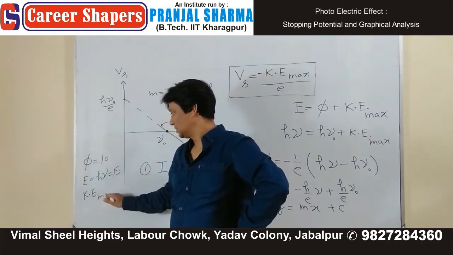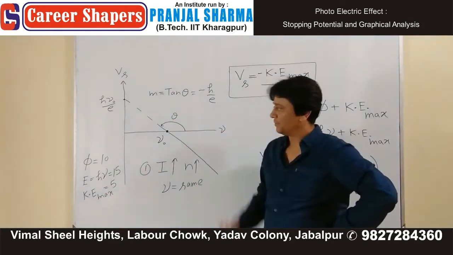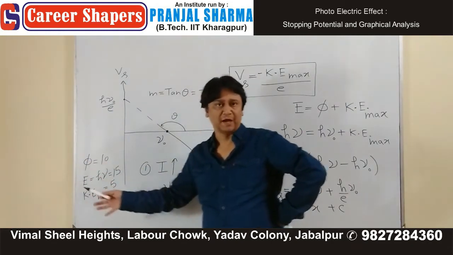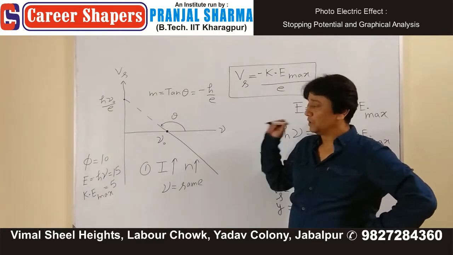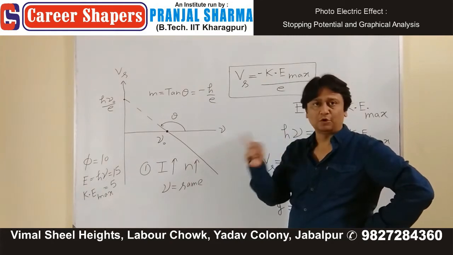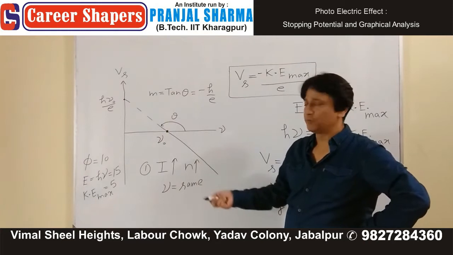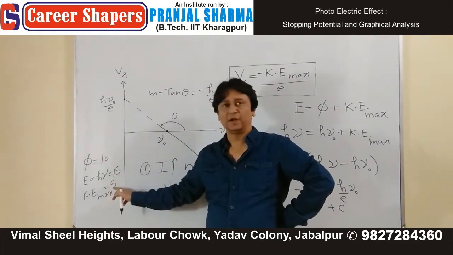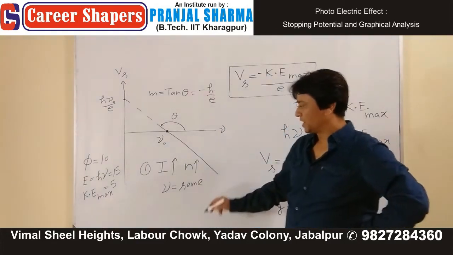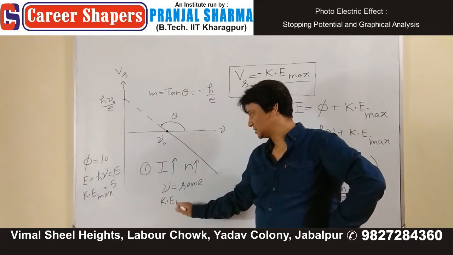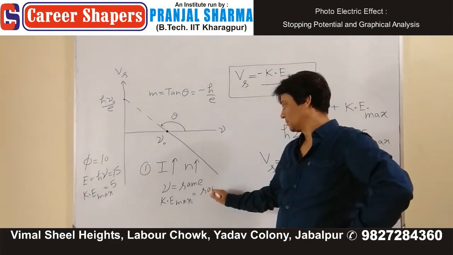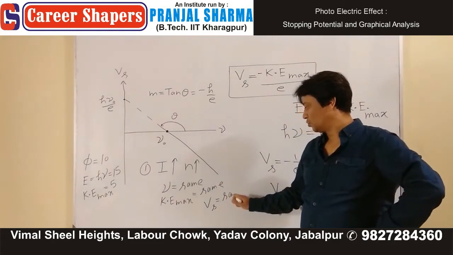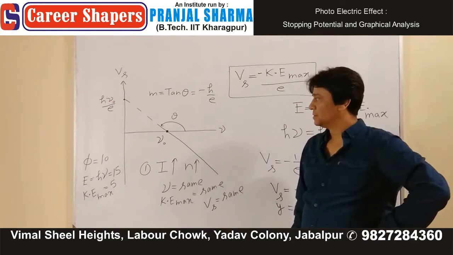Then Kemax is what? 5. 10 is wasted in the form of work function, and 5 is the maximum kinetic energy an electron can move with. Now, if you increase the number of photons, then you know that Einstein says it's a one-to-one interaction. If it's a one-to-one interaction, then every electron can only receive 15 joules. And therefore, its maximum kinetic energy remains always what? Same. Nu same. It tells us that Kemax is same, which tells us from this that your stopping potential is also what? Same. This is the first part.